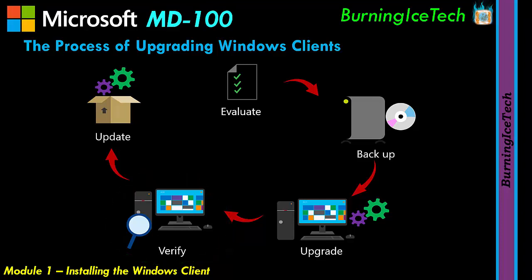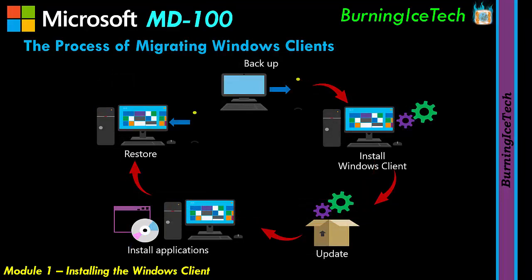And then lastly, once you've verified everything is working, you're going to go and update the machine. This is going to be your Windows updates, program updates, driver updates, pretty much any updates you can imagine. So that is more or less in a nutshell the process for upgrading your Windows clients. Now here is another picture for you guys. You would notice this one is migrating Windows clients, not upgrading, migrating. So at first glance it looks the same, but if you squint your eyes and look carefully, you'll see this is slightly different.